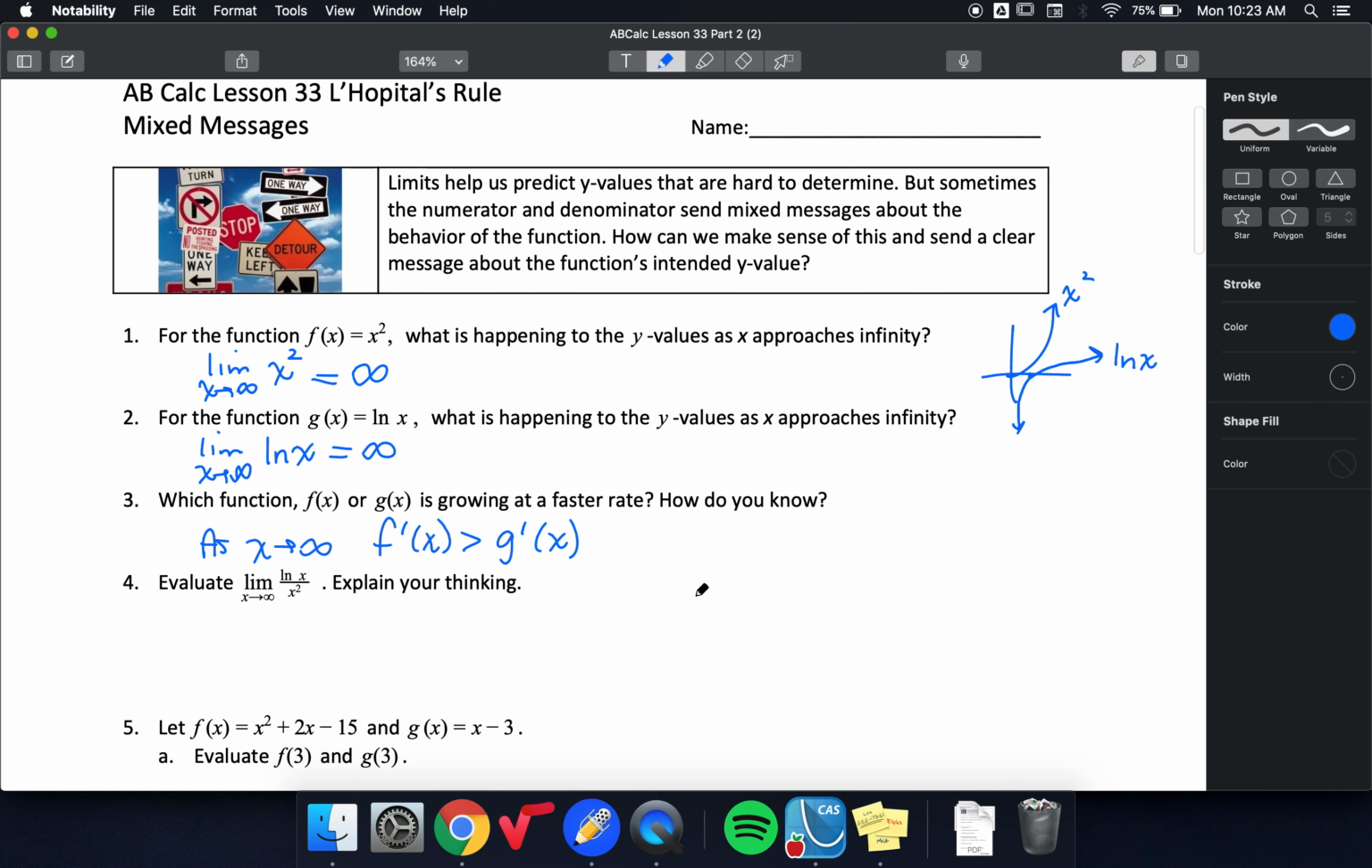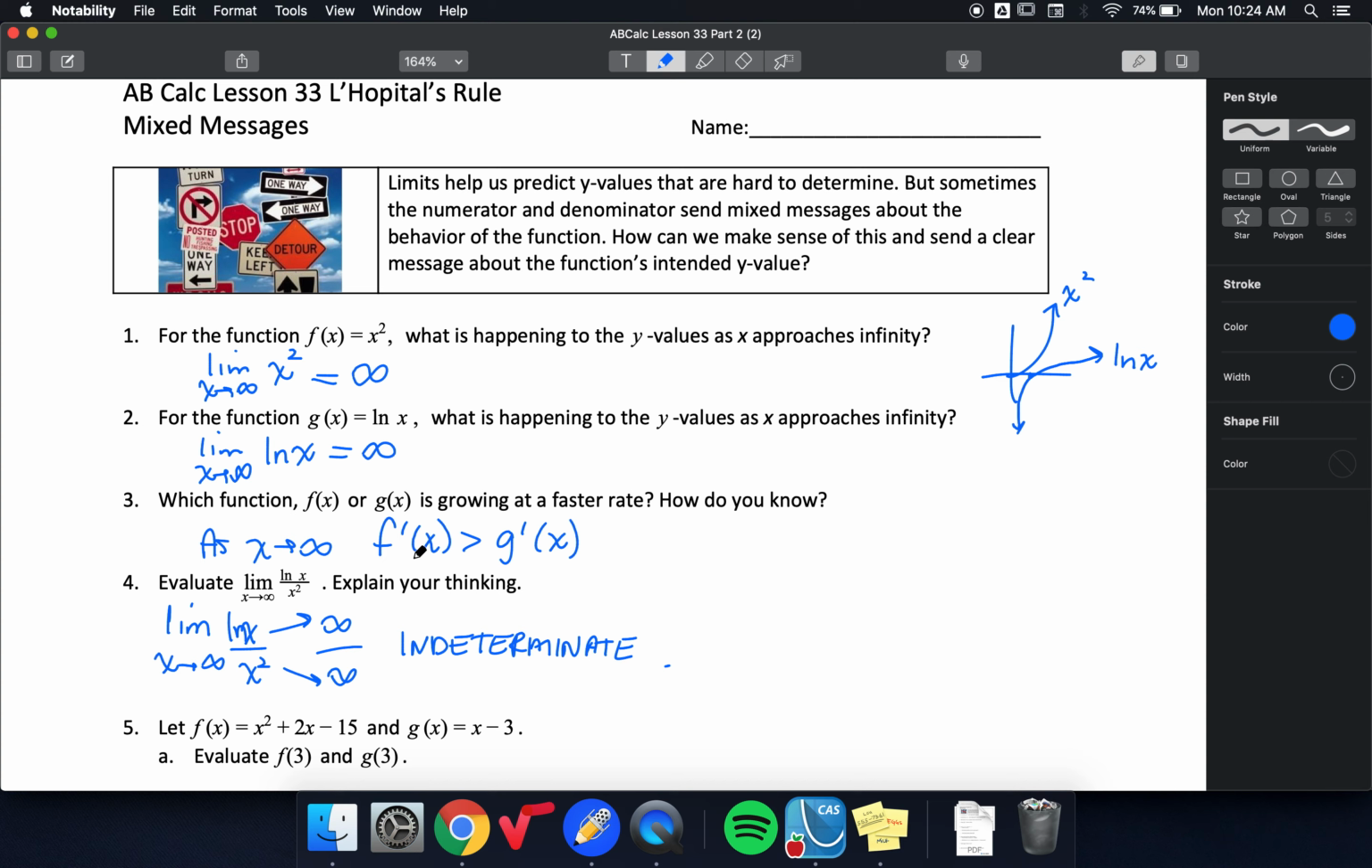So now evaluating the limit, well, if I just tried to evaluate the limit using direct substitution of ln of x over x squared, I would get infinity over infinity. So evaluating them separately gives me infinity over infinity. This is what we call indeterminate. So it can't be determined because I don't know what infinity divided by infinity is.